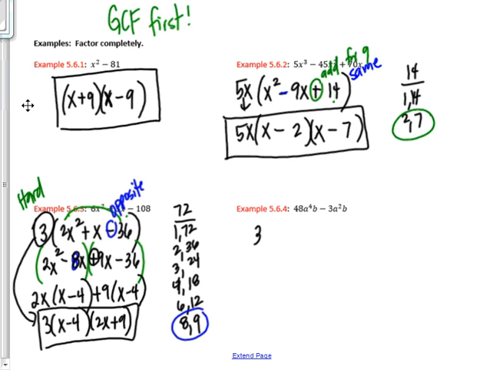How many A's can I take out? 2 and 1 B. So let's divide those by that. 48 divided by 3 is 16. And there's an A squared left, no B. And 3 divided by 3 is 1. And I took away the A squared and the B.